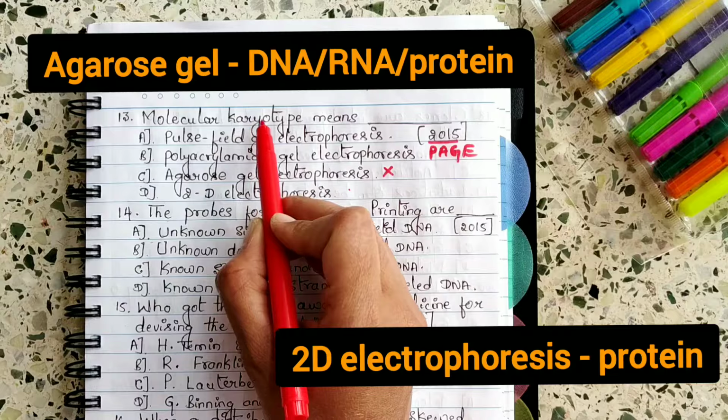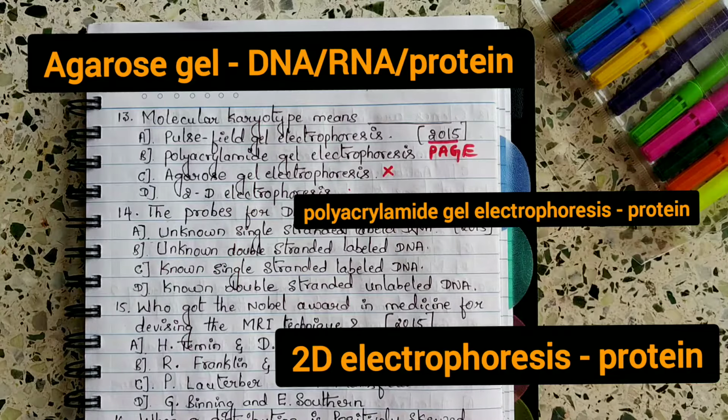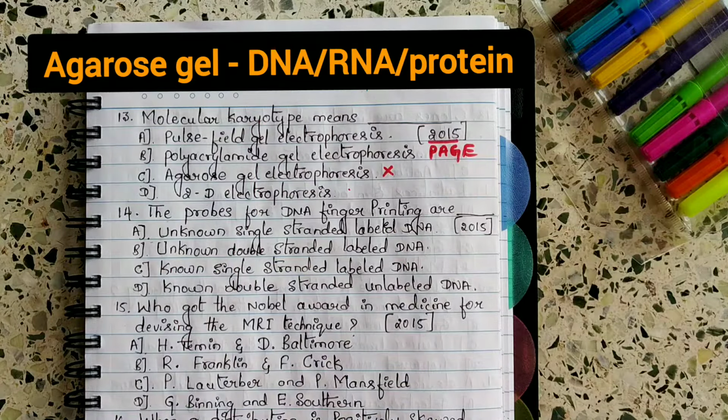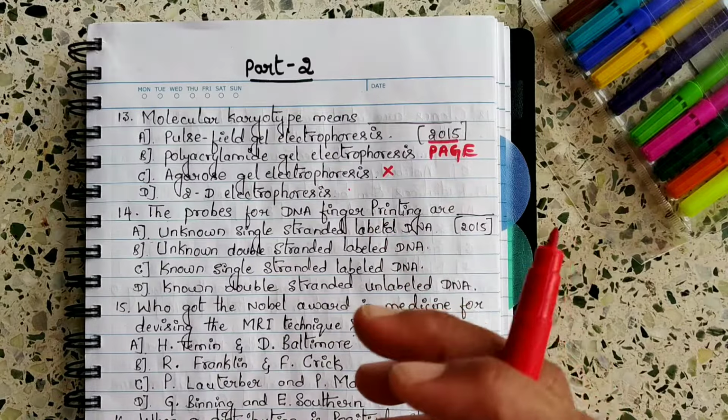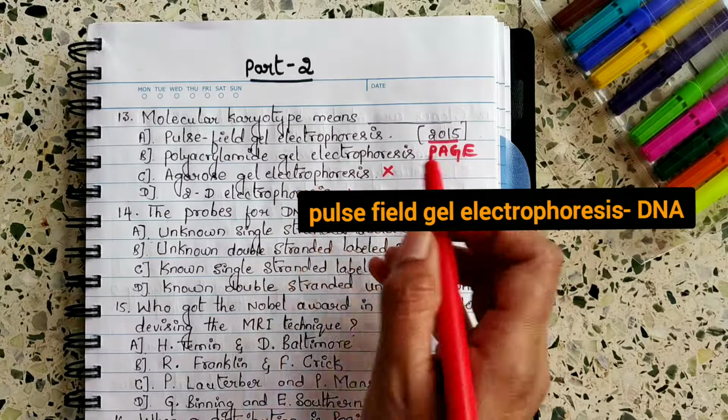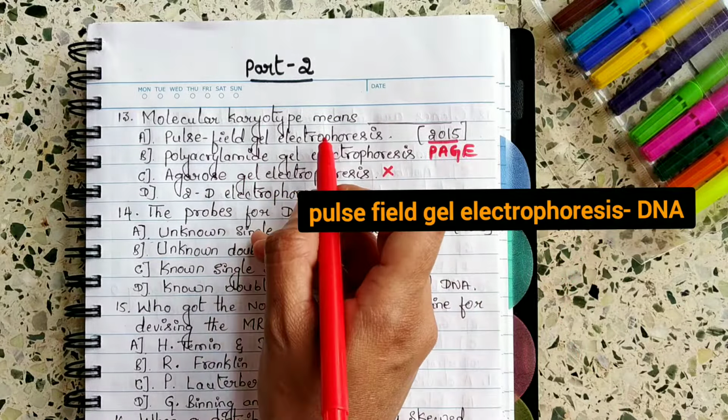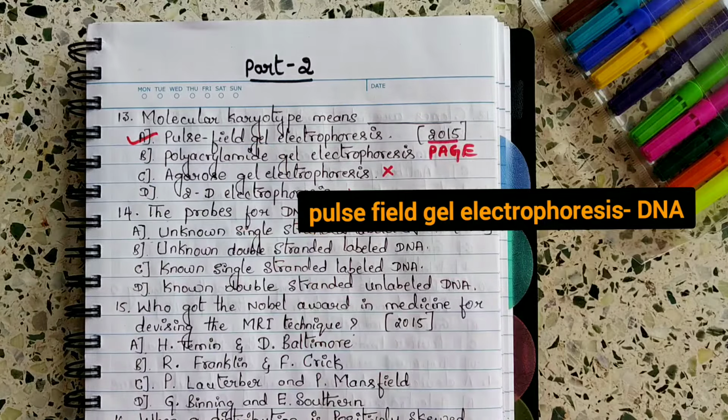Here I said what molecular karyotype is. It detects genetic malformations, that is, disorders. To identify those DNA anomalies, the technique used is pulse field gel electrophoresis. That's why option A is the correct answer.